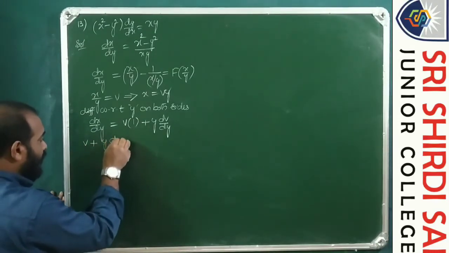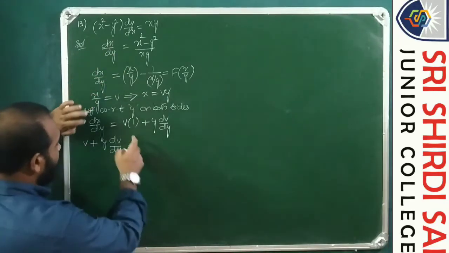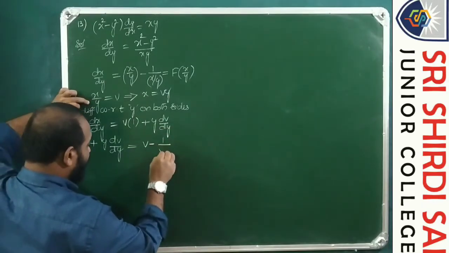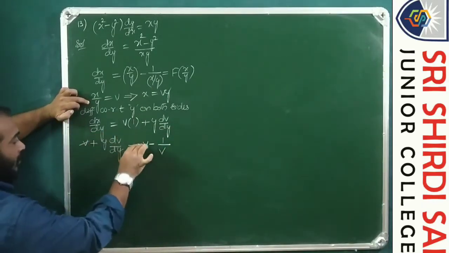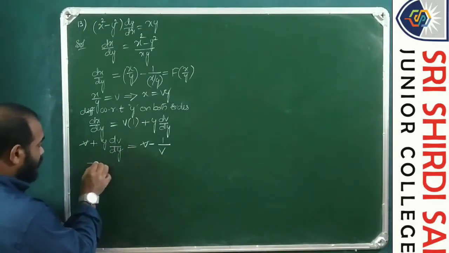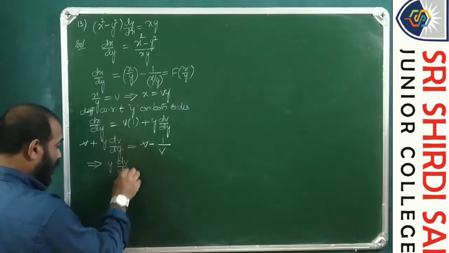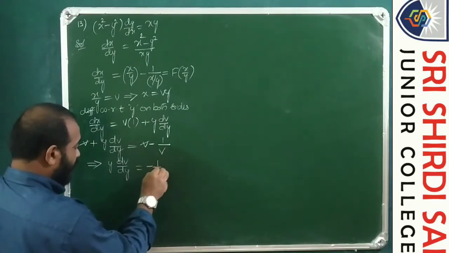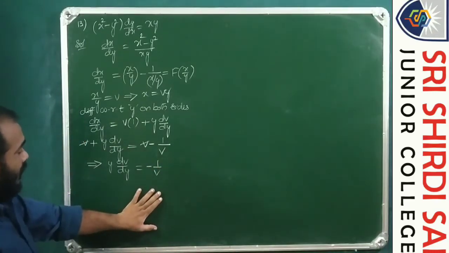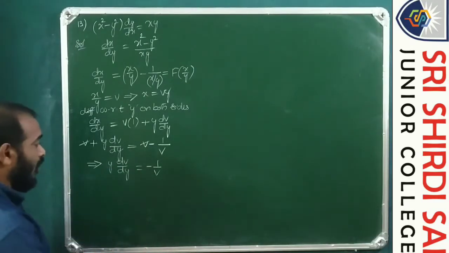y dv by dy equals, what is x by y? This is v minus 1 by v. So here v gets cancelled on both sides. This is y dv by dy equals minus 1 by v. So this is clearly in terms of v and y. So we can easily separate the variables on both sides.